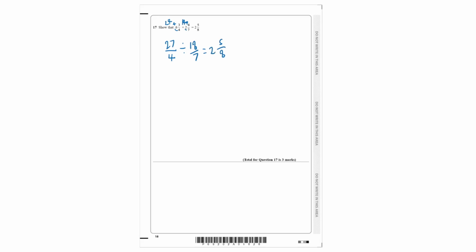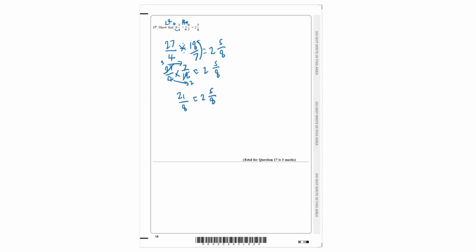Now, instead of dividing fractions, we can find the reciprocal of the second fraction and multiply instead. So we have 27 over 4, times 18 over 7 flipped, which is just 7 over 18. Now we can find the highest common factor between 27 and 18, which is 9. So 27 divided by 9 is 3, and 18 divided by 9 is 2. Now we can freely multiply. 3 times 7 is 21, and 4 times 2 is 8.